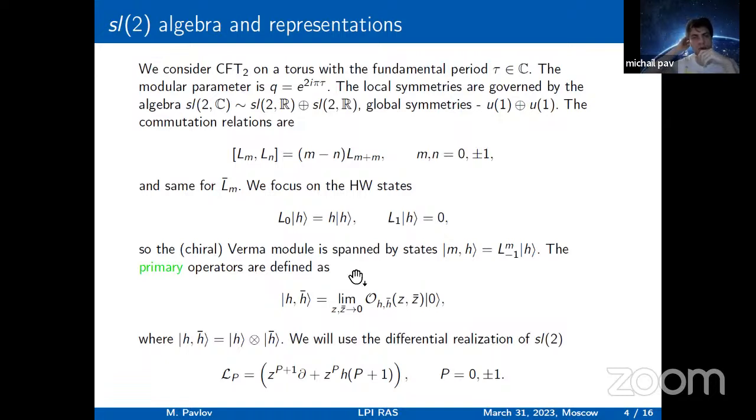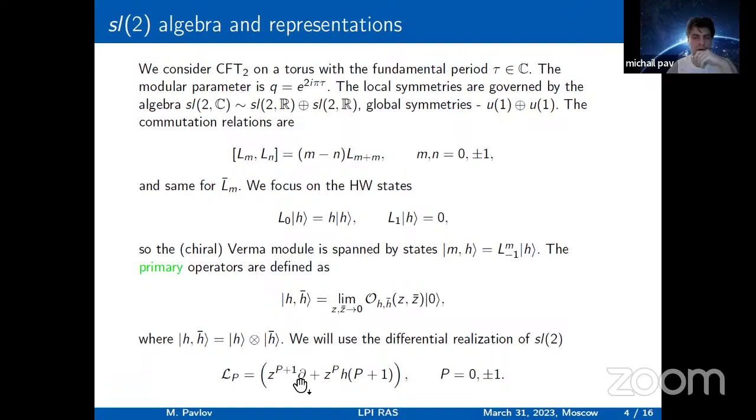Okay, and since we are going to consider primary operators, I will remind you that in conformal field theory, there is an operator-state correspondence. So in the third equation, we could introduce primary operators through the highest weight states as follows. And so this is their definition. And actually, we are going to consider correlation functions and then conformal blocks of these primary operators.